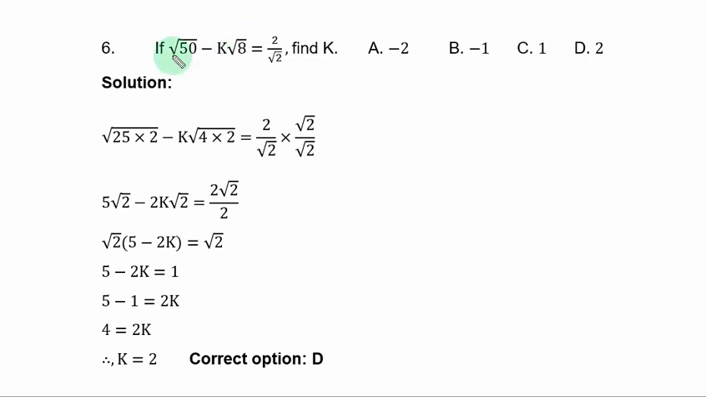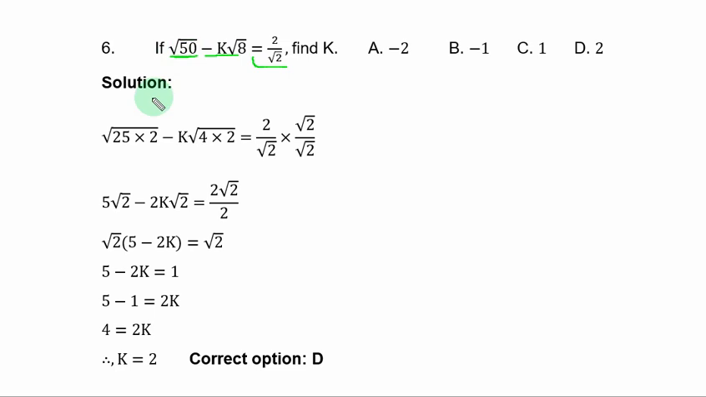Question 6. If root 50 minus k root 8 is equal to 2 over root 2, find k. Here we are going to do two things at the same time. We are going to express the given roots in their basic form, that is the left hand side, and rationalize the right hand side. In basic form, you look for a factor of the given number that is a perfect square.